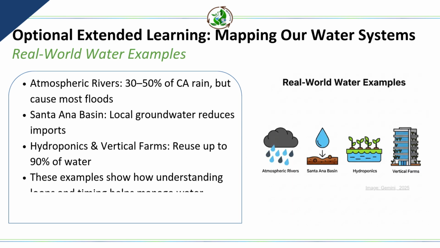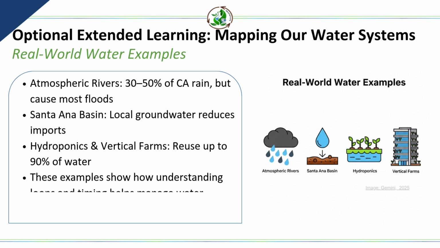Let's look at some real world examples of water management. First, atmospheric rivers bring 30 to 50% of California's rain, but they also cause most of our floods. The Santa Ana Basin relies on local groundwater, which helps reduce the need for imported water. And hydroponics or vertical farms can reuse up to 90% of their water, showing how technology can mimic natural loops.